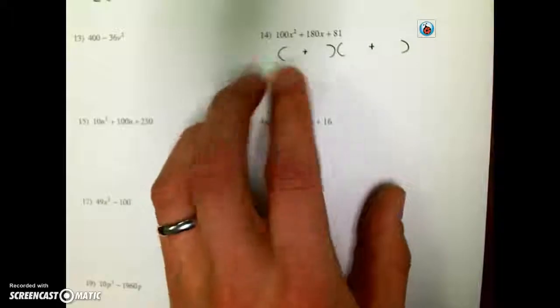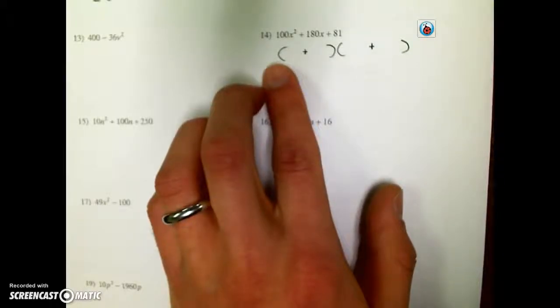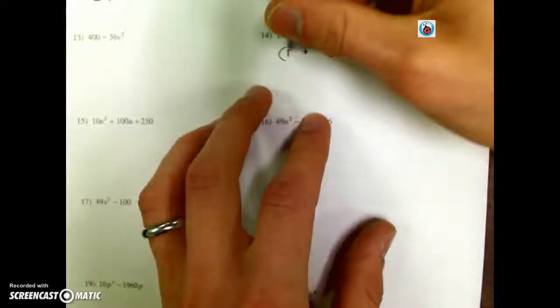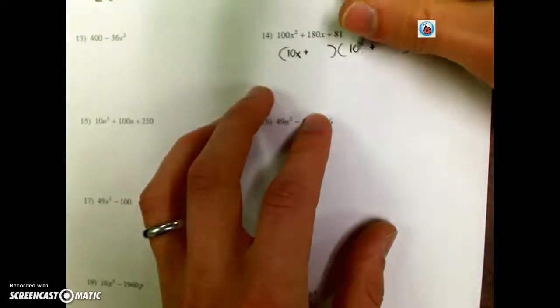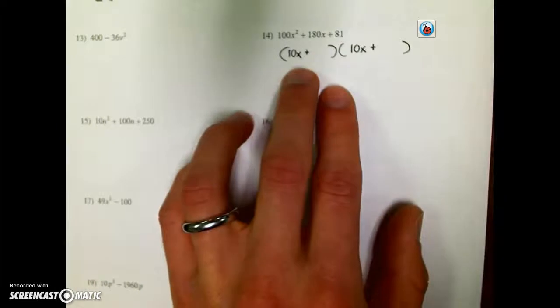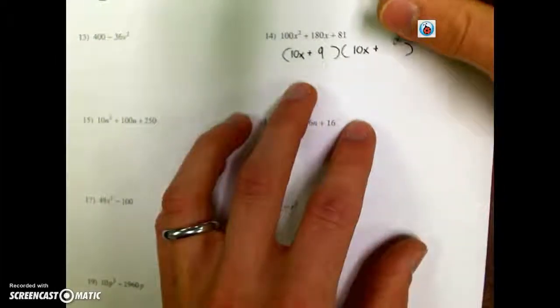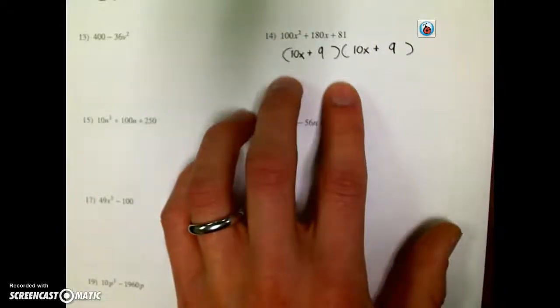Alright, and then now we're just trying to figure out the perfect squares of our 100x squared, which is a 10x and a 10x. And the perfect square of 81 is 9 and 9. And that would be our answer there.